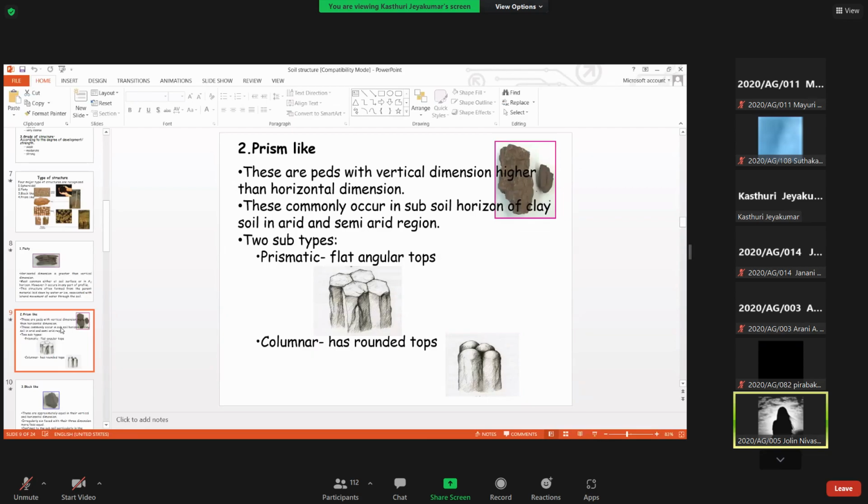There are two subtypes. These are mentioned in the pictures. One is prismatic, flat angular tops.